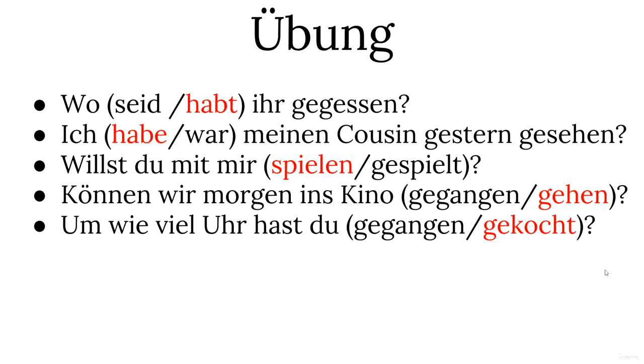So let's see. The first sentence is Wo habt ihr gegessen? Where did you eat? Gegessen comes from the verb essen, and essen is known as a verb where you don't move. Therefore, you use haben. And because the pronoun is ihr, the correct form of the verb haben would be habt. Wo habt ihr gegessen?